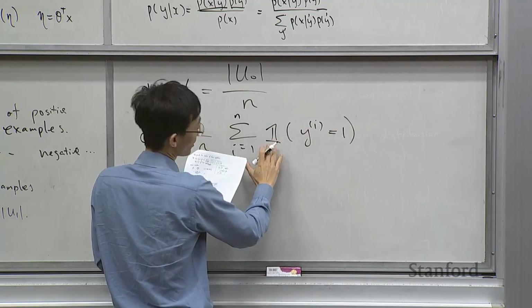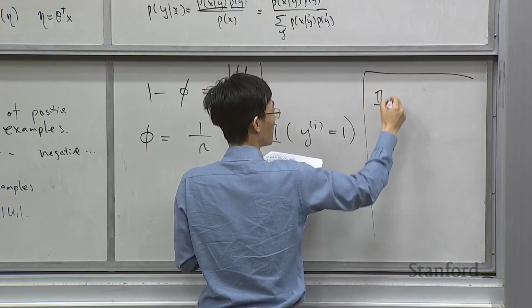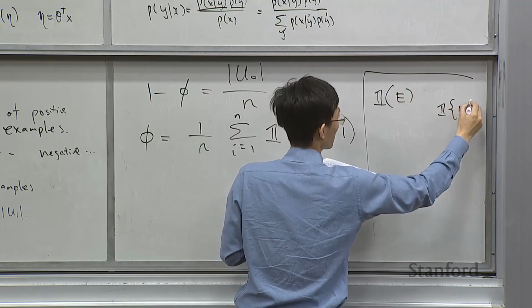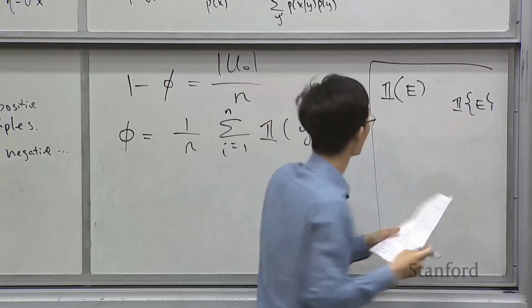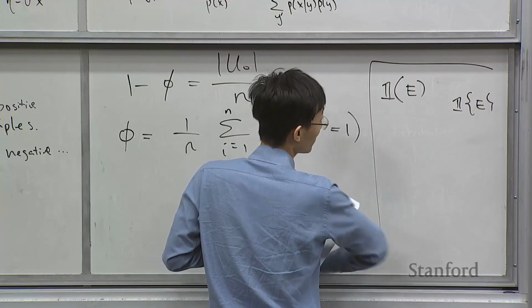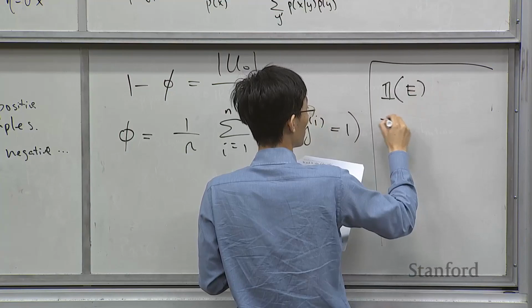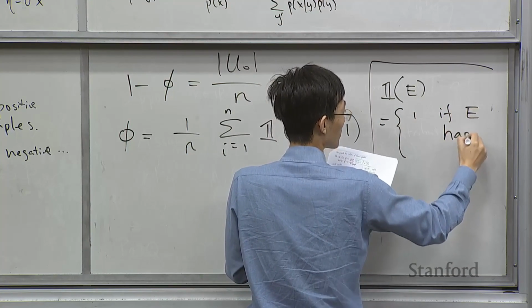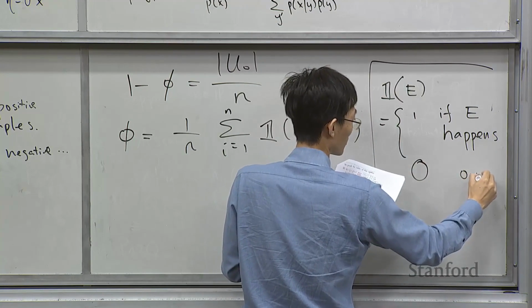This is a so-called indicator function. I'm going to write it like 1 of e. I think in the homework we write it like this. Different people use different types of brackets, but it's the same as long as they define it. So this is the indicator function for the event e. It equals 1 if e happens, and it equals 0 otherwise.